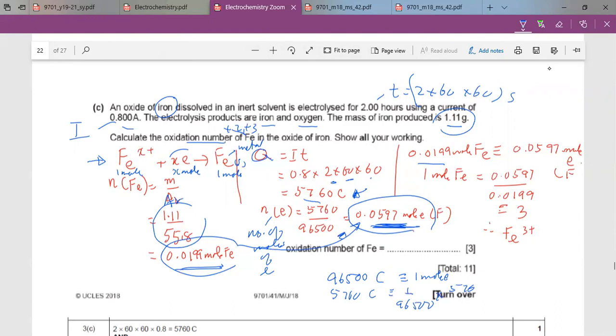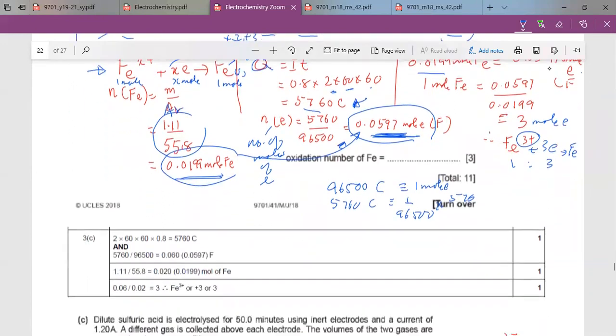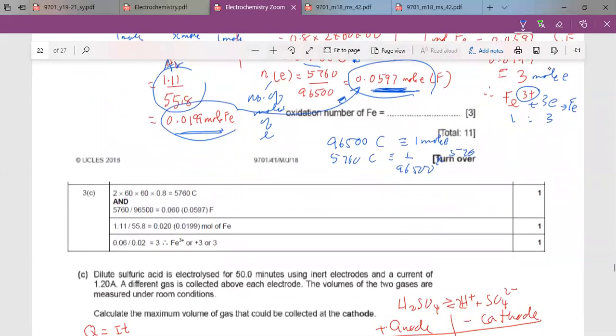So 1 mole of iron deposited by how much? It means I need 3 moles of electrons. It must be plus 3, so 1 mole is to 3 moles of electrons to give me 1 mole of Fe. Okay, so it's 3 plus. See the marking scheme? Here the whole thing is 1 mark. Number of moles of this one is 1 mark.